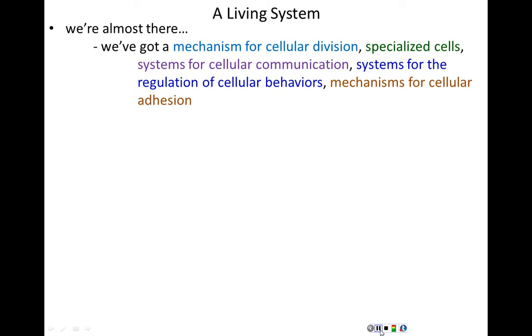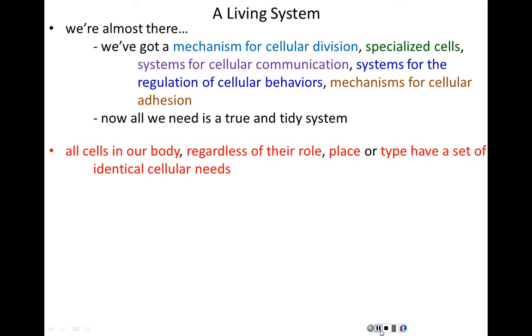We have systems for cellular communication. We talked about cellular communication systems both intracellularly and extracellularly. We have systems for the regulation of cellular behaviors that falls under the communication, and now we have mechanisms for cellular adhesion and the organization and formation of multicellular structures, tissues. All we need now is one kind of tried and true system that can support it all and tie it all together.